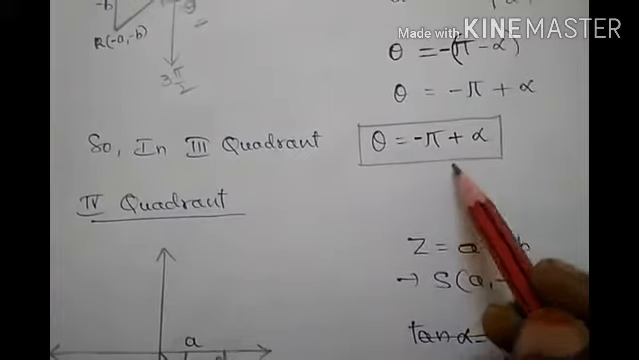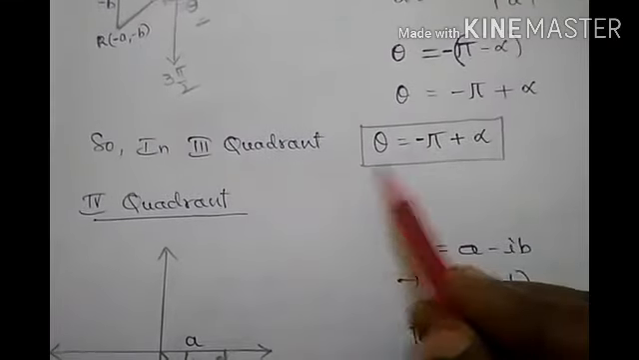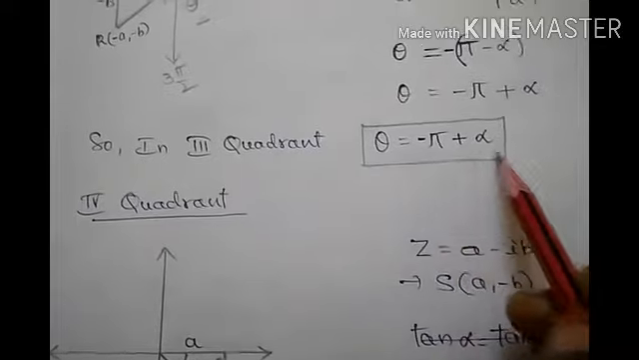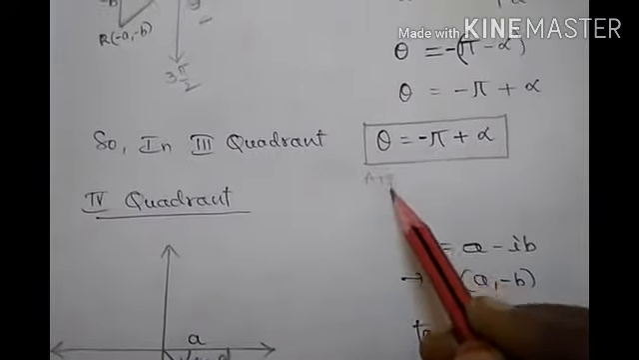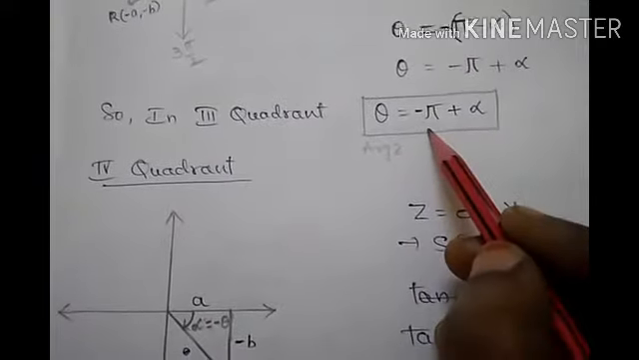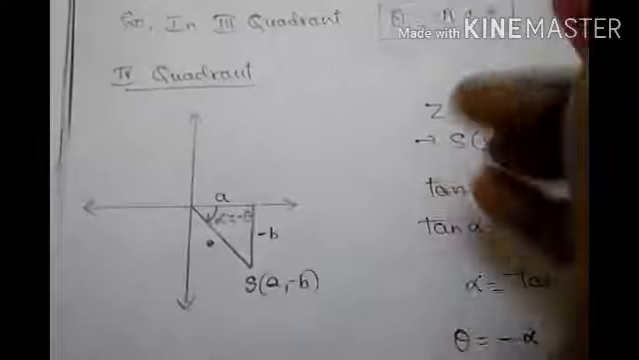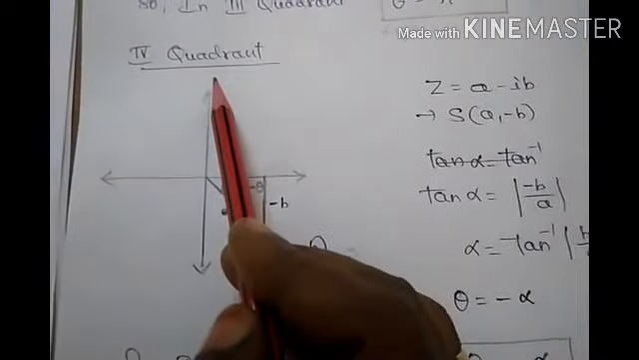If the complex number lies in the third quadrant, then the argument of z equal to minus pi plus alpha. Theta is also known as the argument of z. So argument of z is equal to minus pi plus alpha. Let us see the fourth quadrant.